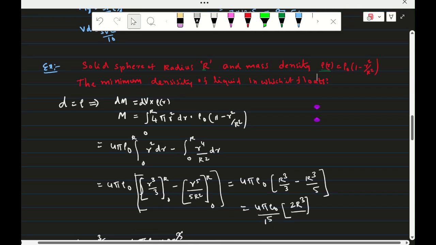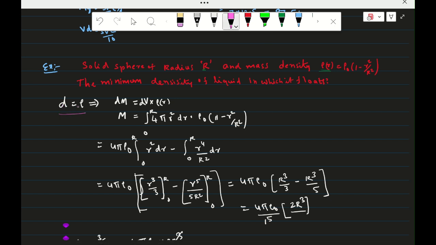Now, float or submerge: the density of the body should be less than or equal to the density of the liquid. Then only it will float. So first of all, to find the density, it is mass by volume, so first I have to find out the mass here.